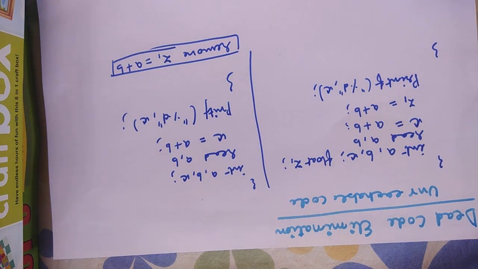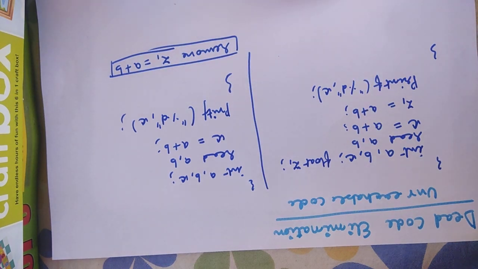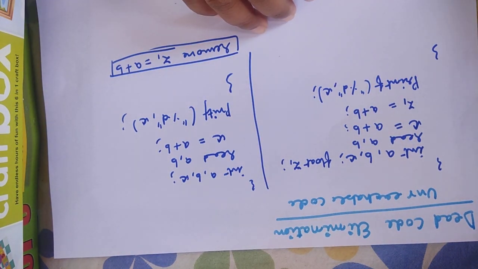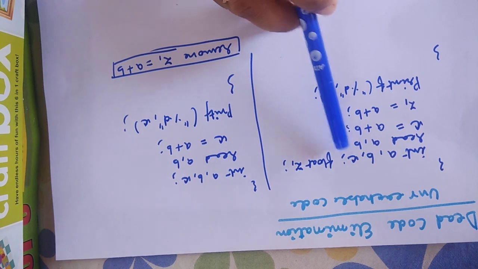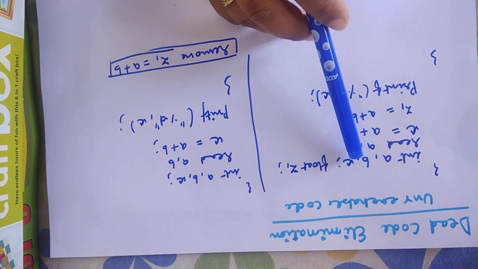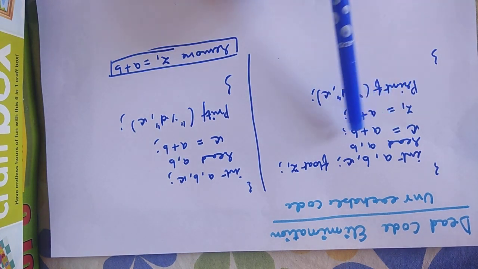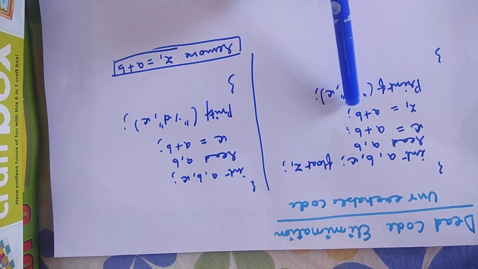For example, let's say we have a program in which the first line is integer a, b, c. Then another one is float z1, so we are declaring one more variable z1. Then we read a and b, then calculate the value of c: c = a + b. And again we compute z1 = a + b.